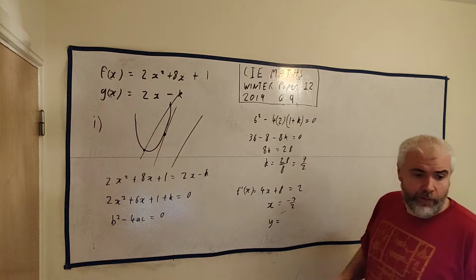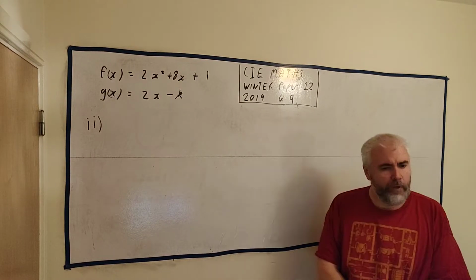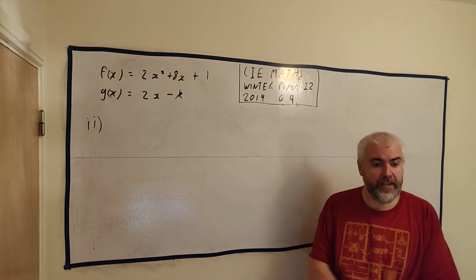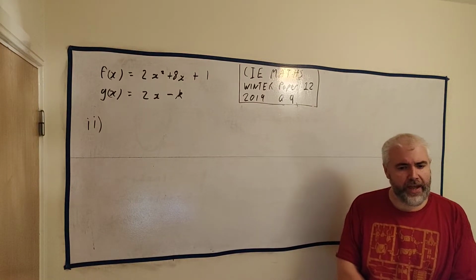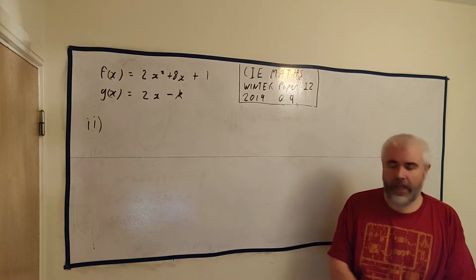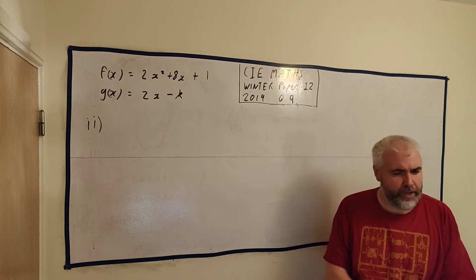Okay, let me rub this out and we'll start part 2. Part 2 says, in the case where k is minus 9, find the values of x for which f(x) is less than g(x). So again, there's two ways to do this question.